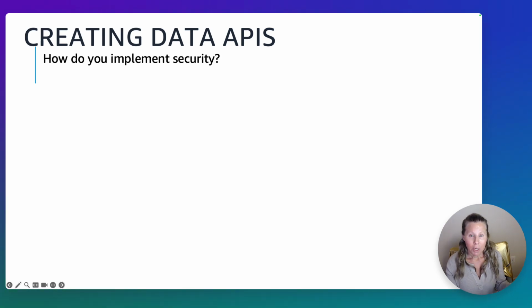What about security and authentication? Well, you can implement security measures to protect your data API using AWS IAM to control access and permissions for API Gateway and your Lambda functions. You could also use AWS Certificate Manager, API keys, OAuth, and other authentication mechanisms to secure your API endpoints.